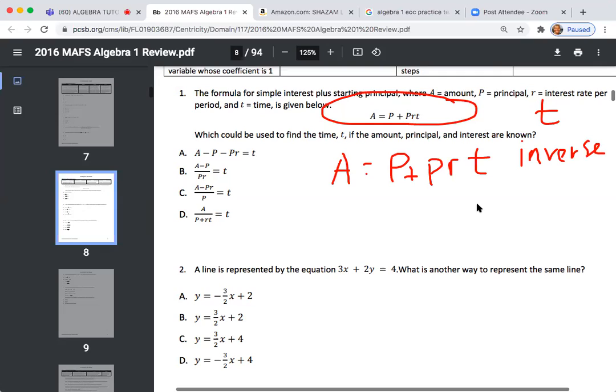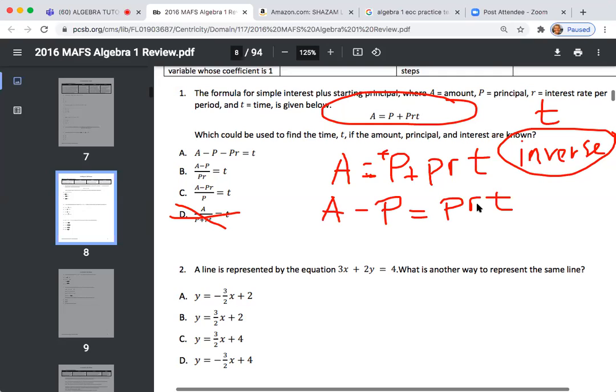The P is a positive P. It's adding P. We have to use inverses. What's the inverse of addition, Brendan? The inverse of addition would be subtraction. Right, okay? So if you look at the answer choices, which one doesn't have minus P? Yes, so you get rid of that. Very good, Brendan. So if we take the P and move it over, it's going to become A minus P, and this will equal P times R times T.